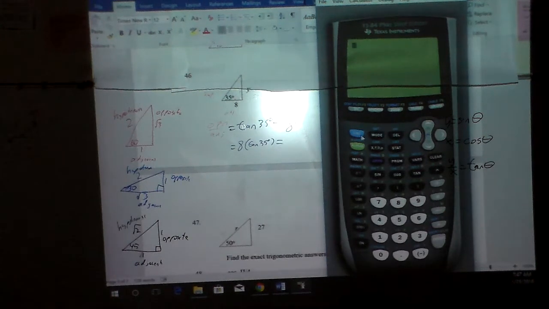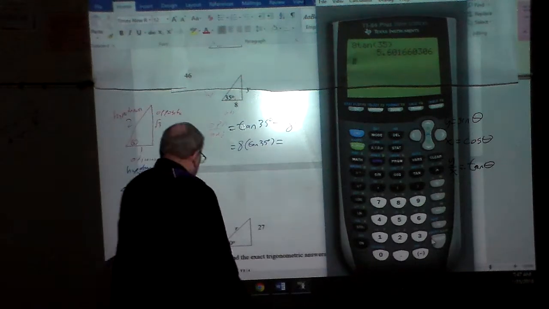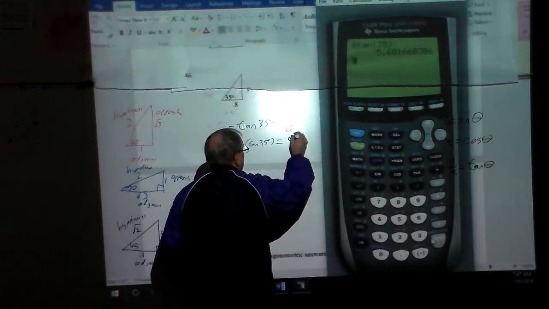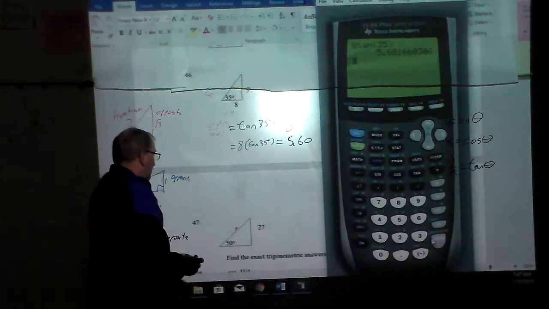And basically, I'm just going to take 8 times tangent, 35 like that, close, enter, and the answer is 5.601. Because of how many decimal places they want, I think just 2 is probably okay here. So this particular answer will be 5.60. So now let's go to this triangle right here.